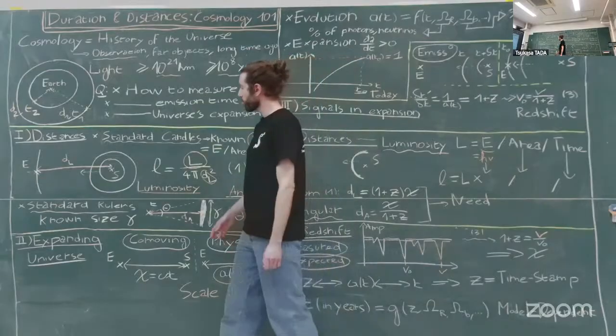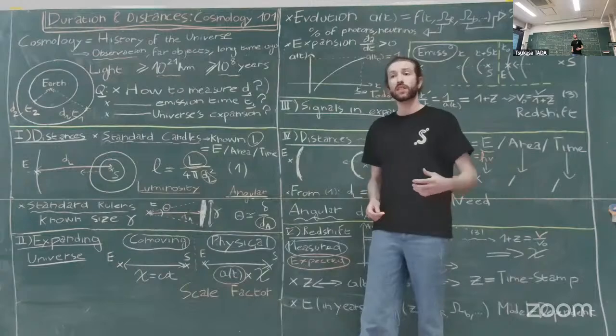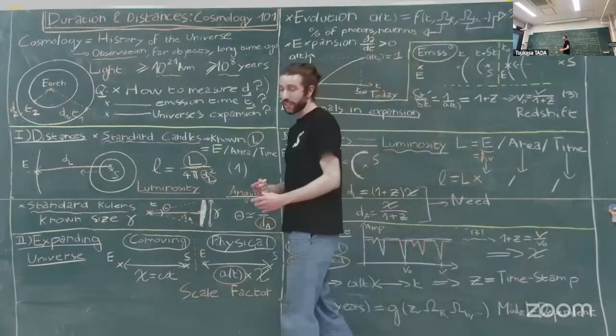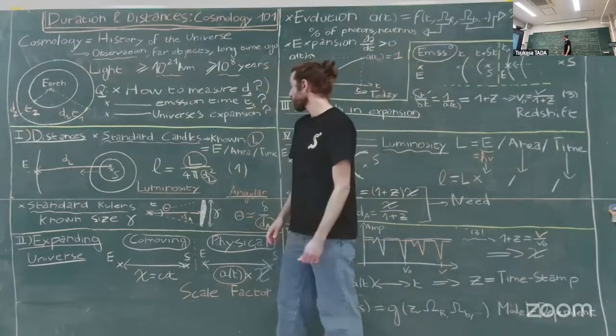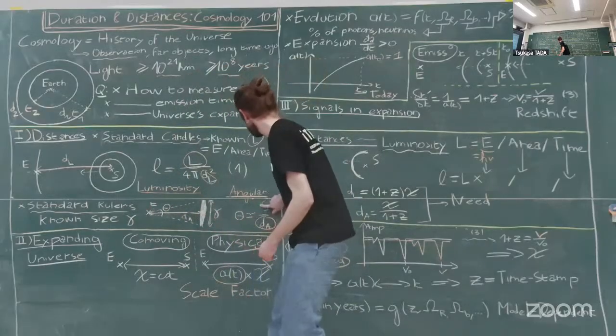A second way would be to use the size of the object as a reference. Let's say you have an object and you know it belongs to a category whose size you can estimate just by looking at it. We will call that a standard ruler. And let's say we know the size of this object to be, sorry, this is a gamma.